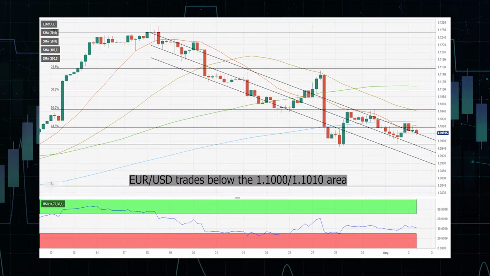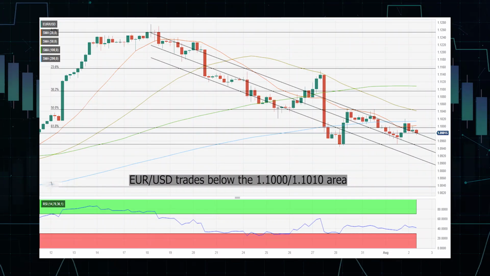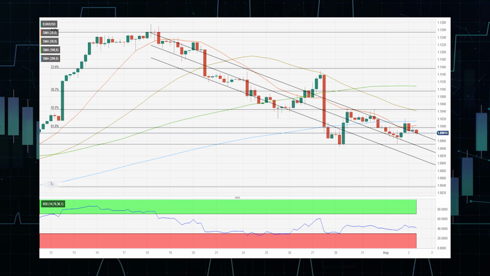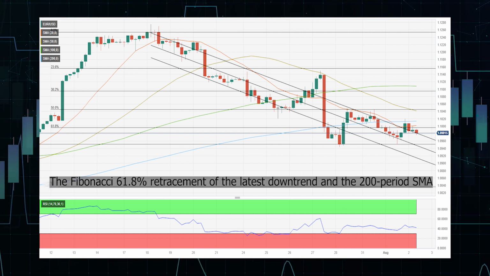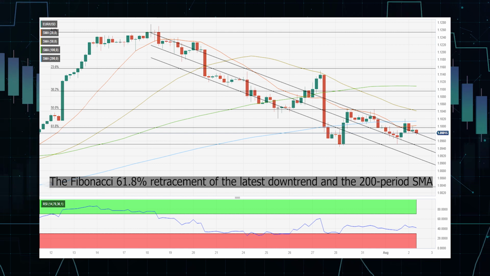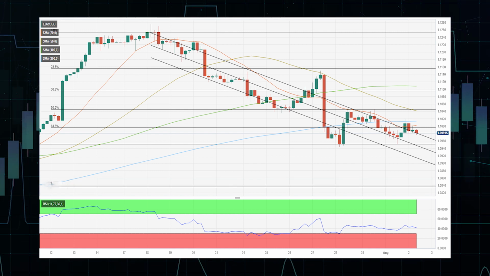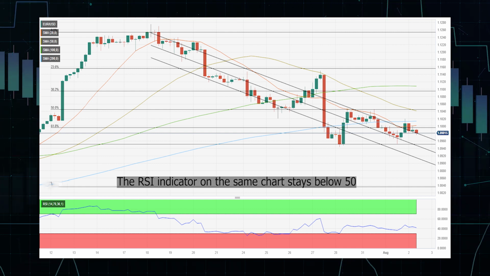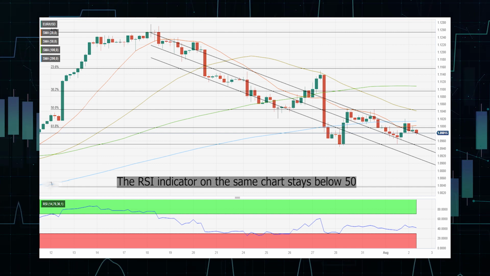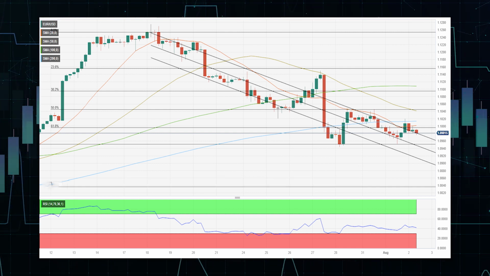EURUSD trades below the 1.1000 to 1.1010 area, where the Fibonacci 61.8% retracement of the latest downtrend and the 200-period simple moving average on the 4-hour chart form strong resistance. Additionally, the relative strength index indicator on the same chart stays below 50, highlighting the lack of buyer interest.